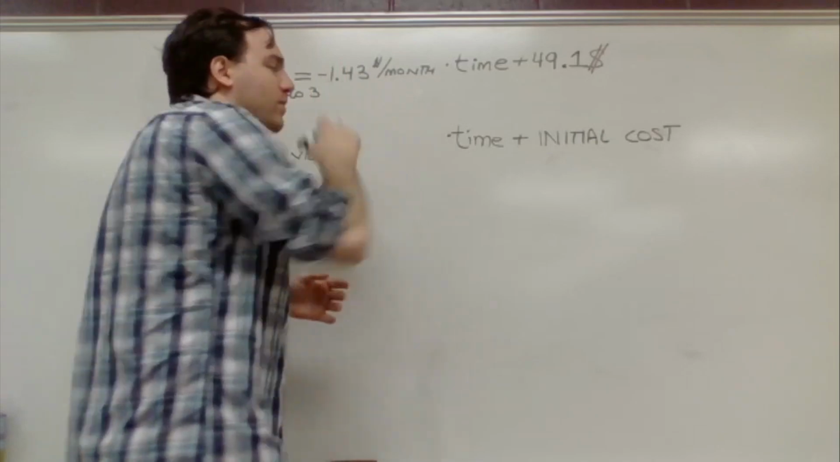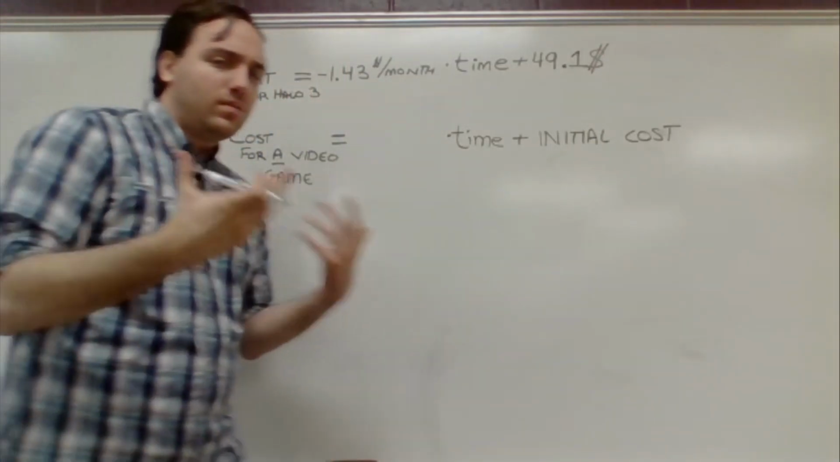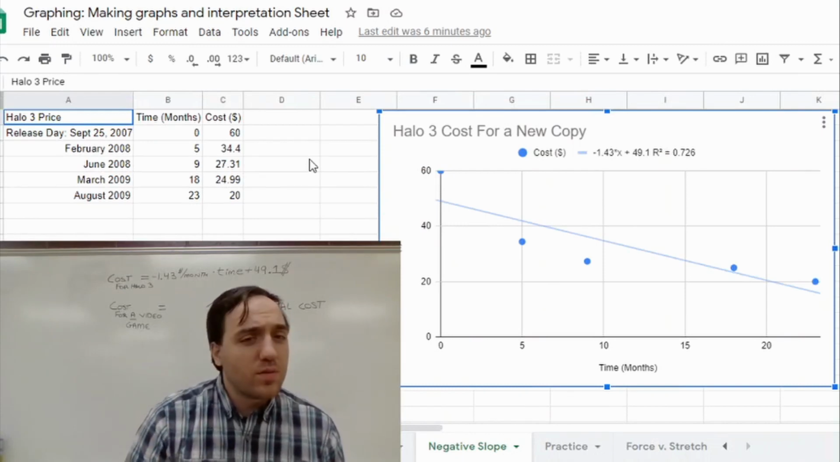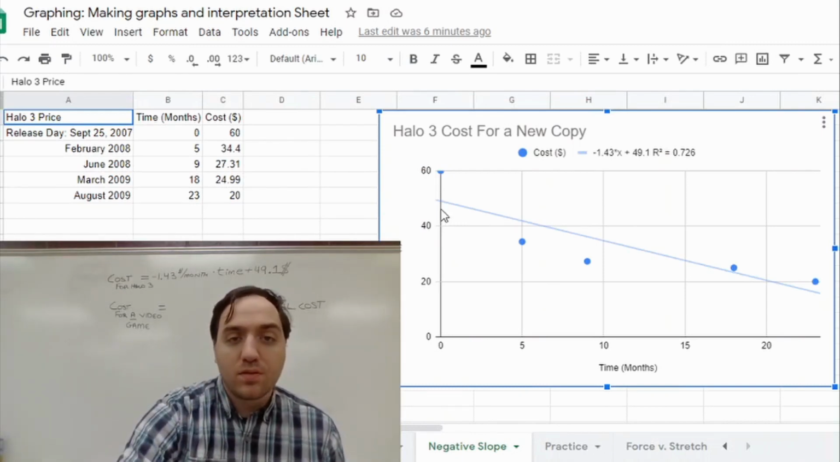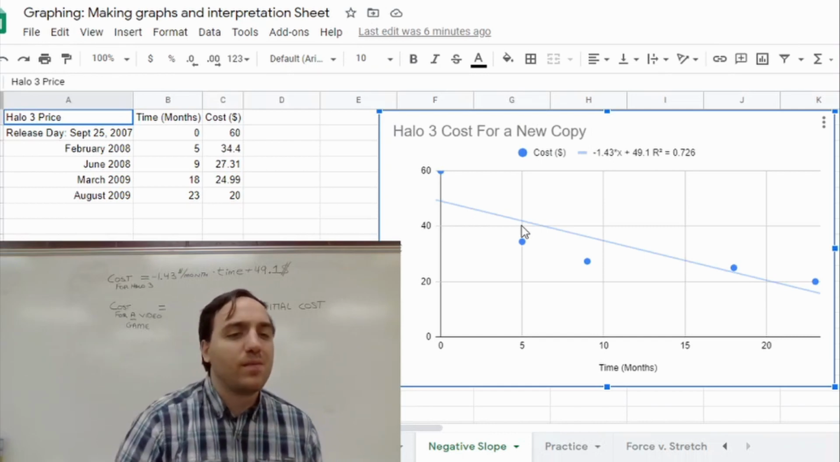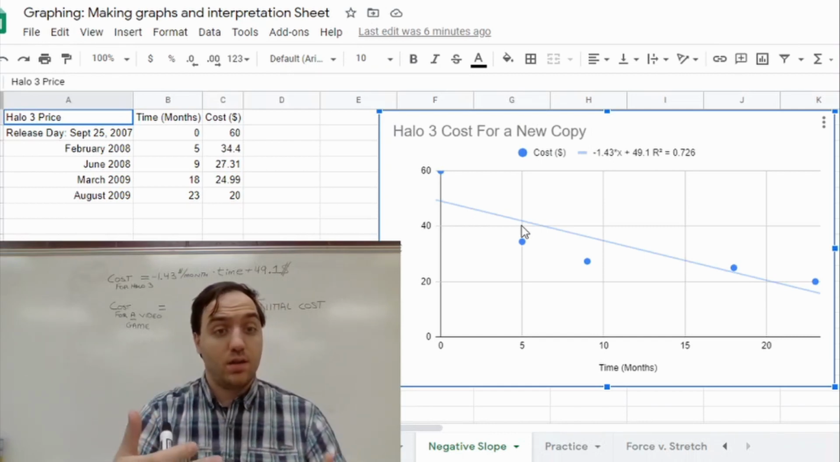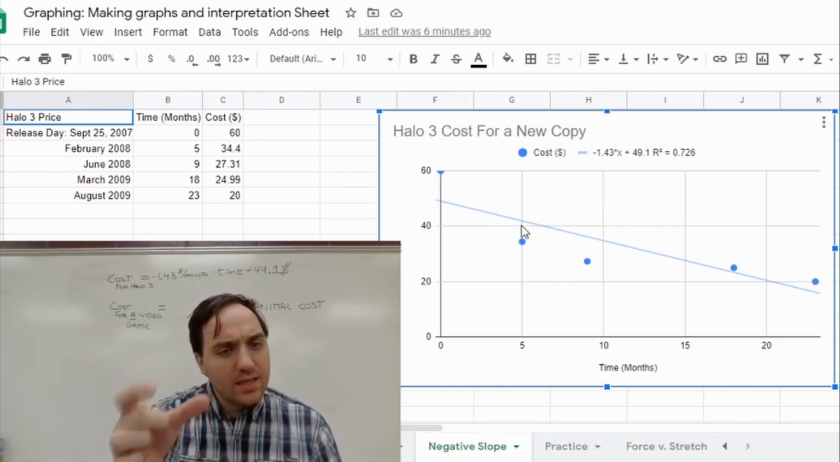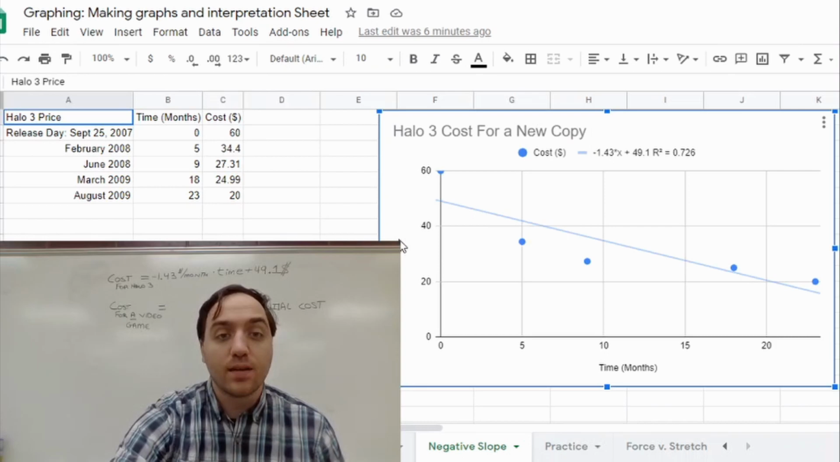Okay, but what about this 1.43? We've got to go back and look at the graph. This 1.43 is the slope. It's representative of how it changes. Every month it goes down $1.43 over a month, down $1.43 over a month. If you look at 5 months, it's down 5 times $1.43 over 5 months. The idea here is that there is a steady progression. There is a rate at which this occurs. And this idea of a rate is very key.